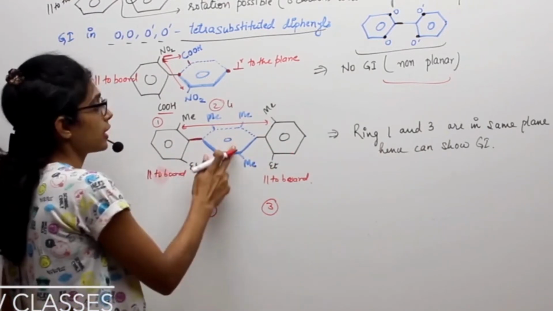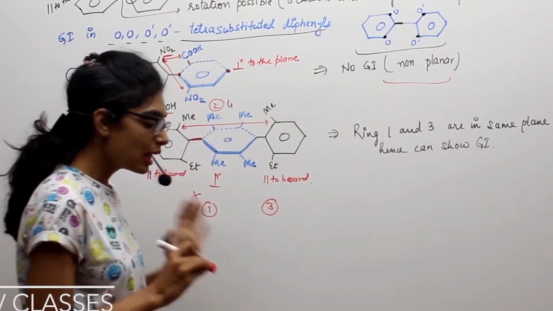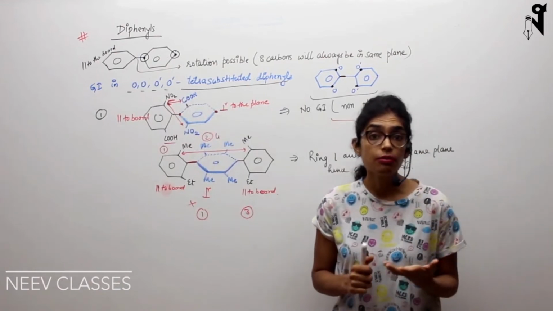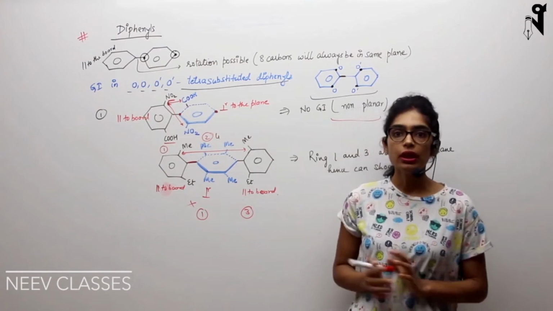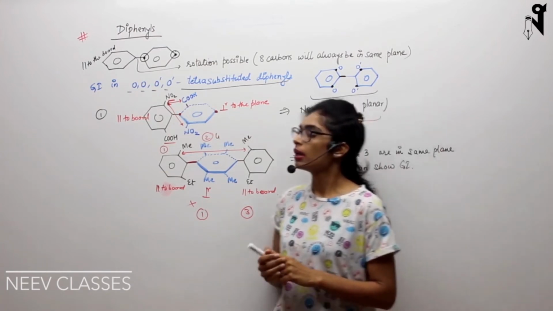With respect to first and second, or second and third, GI is not possible. So just understand this: if the groups are in the same plane, they can show GI. If the groups are in different planes, they cannot show GI. This is the main key of these kinds of structures. Okay, so this is about diphenyls.